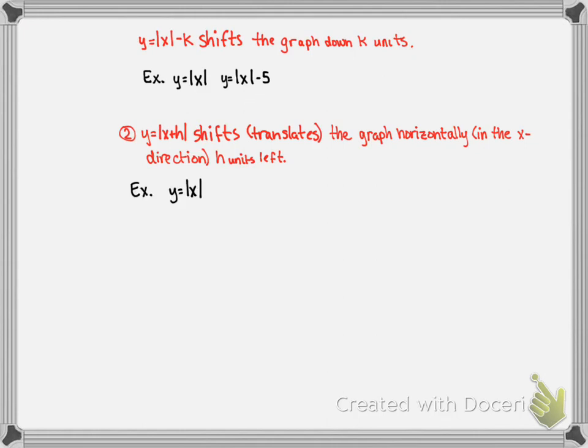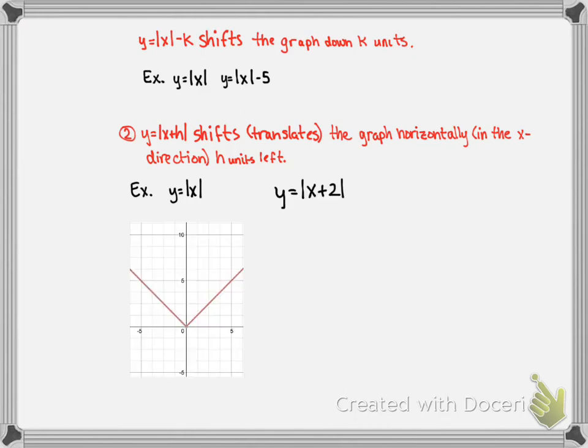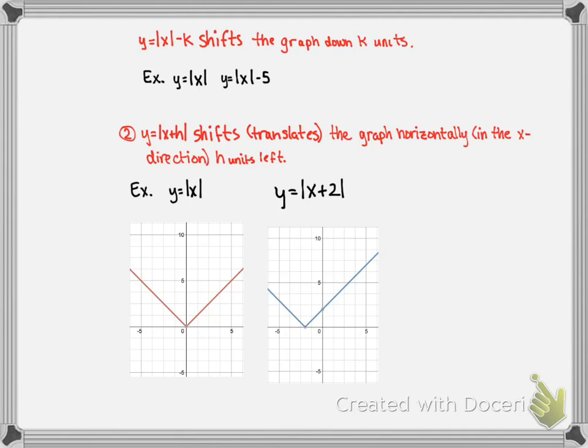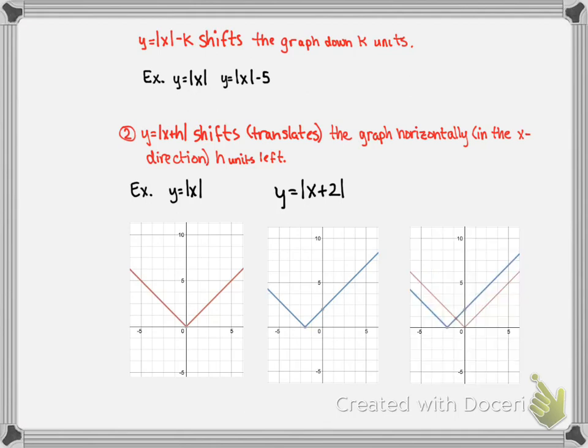So we'll have our parent function again, y equals the absolute value of x, and we'll compare it to y equals the absolute value of x plus 2, which yields this blue graph. And if we put them both on the same coordinate plane, you can see that this new graph, the blue one, is the parent function shifted left 2 units.